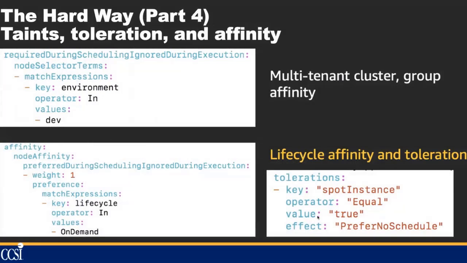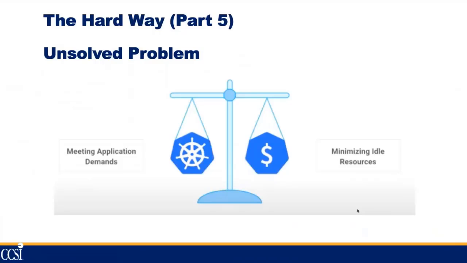And then you need to write configurations to handle all of your taints and tolerations and affinity pools and stuff like that. All of this adds up to a fair amount of code and YAML files that you need to be able to manage. And it doesn't solve the problem of meeting application demands and balancing that with minimizing idle resources.